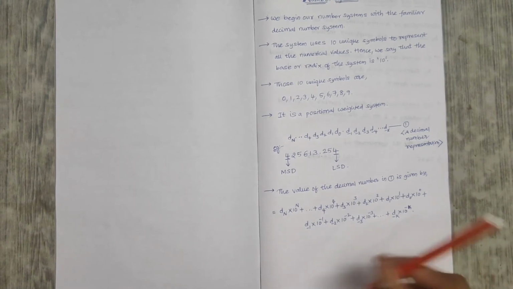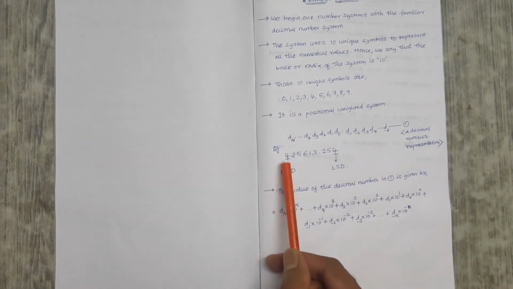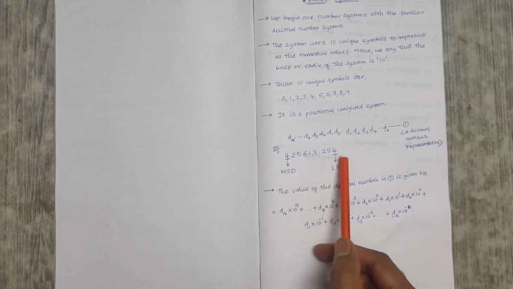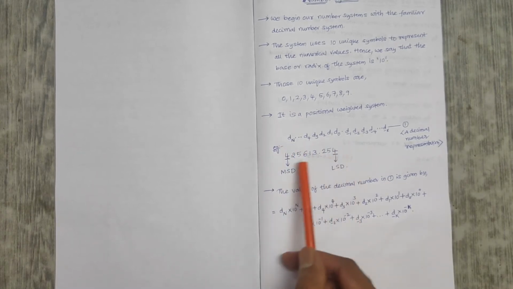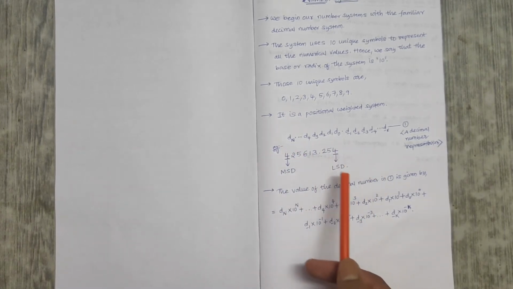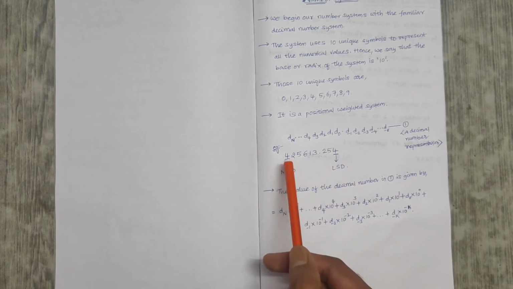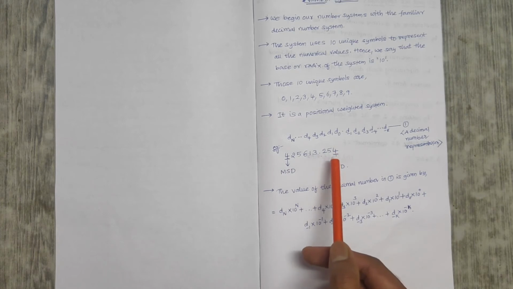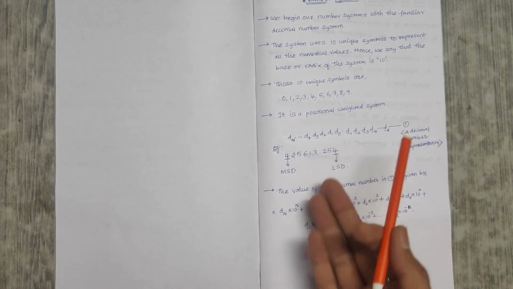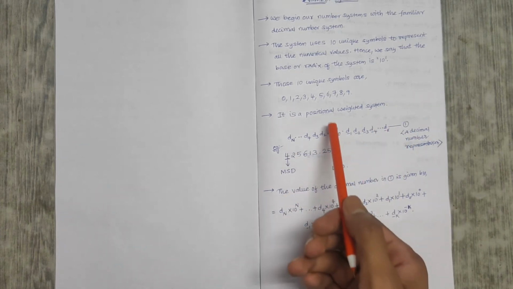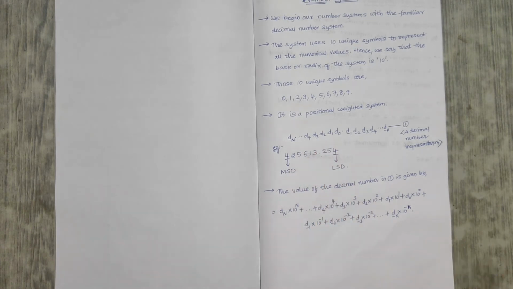Now generally, I have taken an example here: 4,25,613.254. This 4 and this 4 are both the same symbol, but their values are different because they are placed at different positions in the given number. The place value of this 4 is 4 lakhs and the place value of this 4 is 0.004. So this is an example to show that the decimal number system is a positional weighted system.